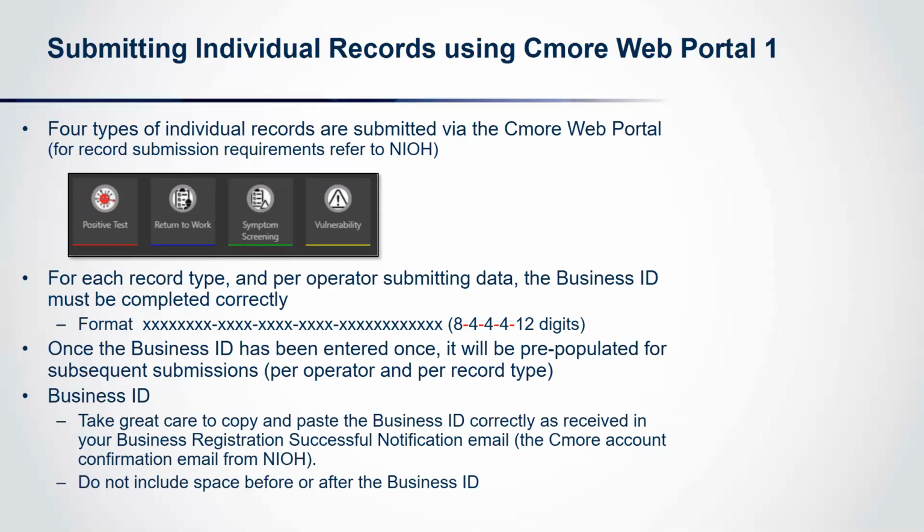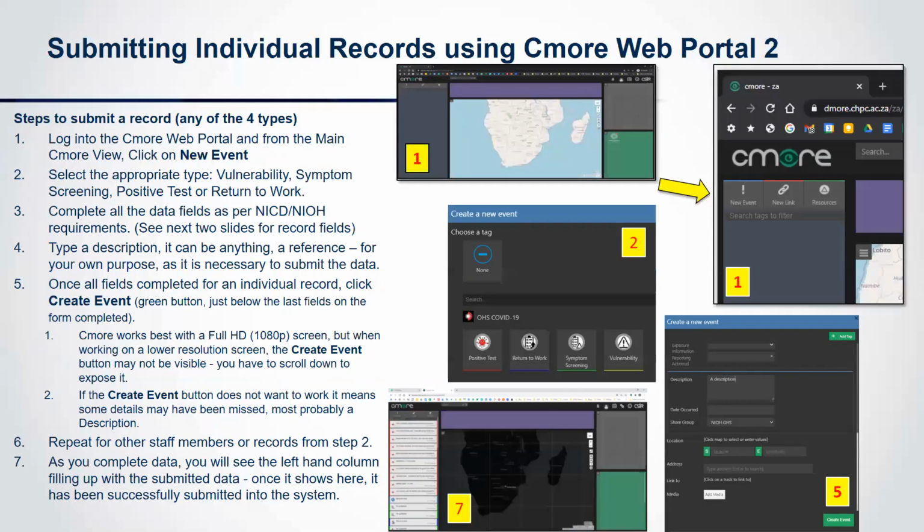You see there the 8. It's quite a number of digits, but the easiest is to copy and paste it from your registration email. Just make sure not to include a trailing or leading space, or the colon that is in the notification email that you will receive. You will have to submit this ID once for each of the types of cases, and it's also per operator. But once you've submitted the business ID once on the platform, for the next record you won't have to retype or repaste it every time.